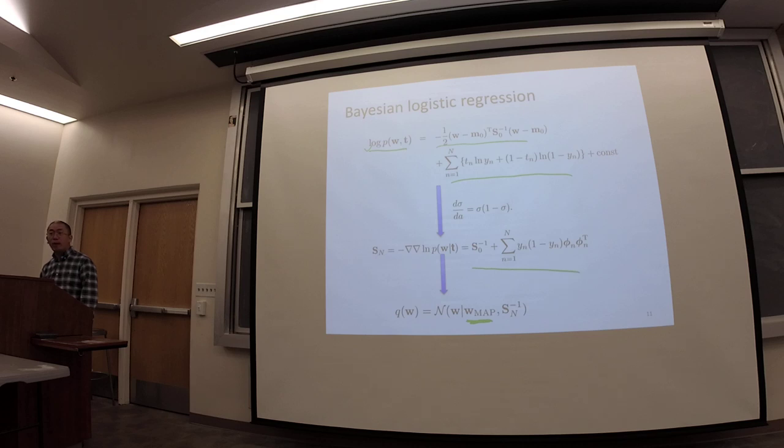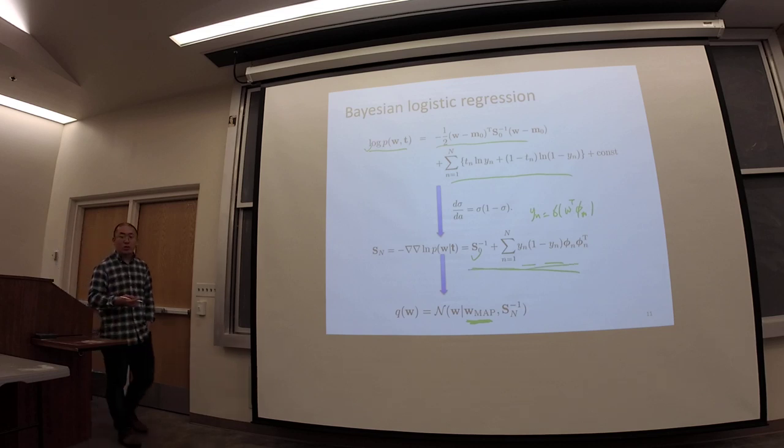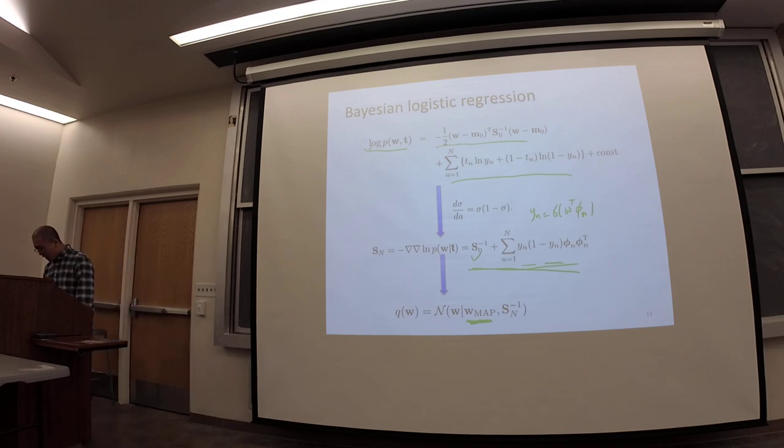I believe everybody has done that before, in your homework too. It turns out that the Hessian has nothing to do with W. This is the inverse of the prior covariance, right? This is a summation over all the training examples of Yn times 1 minus Yn times phi n phi n transpose. It has something to do with W, sorry, because Yn is a sigmoid of W transpose phi n. Anyways, it's such a form. When you compute this negative Hessian, you evaluate it at the MAP estimation. Then you can use it as the covariance matrix for your Gaussian approximation. That's it.